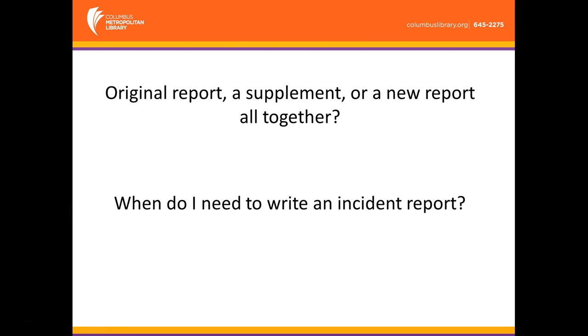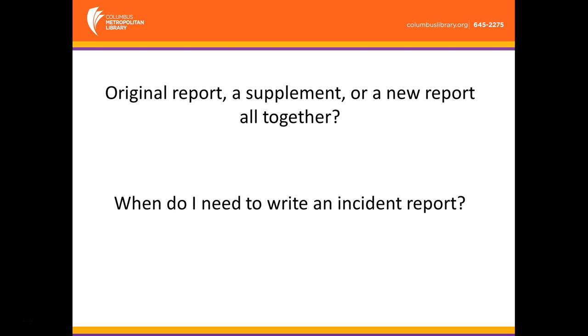So two questions that we often get in security administration are: is it an original report, a supplement, or a new report altogether? What we want to keep in mind here is we want to document every incident that occurs individually. If there are multiple code of conduct infractions in one incident, that can go in a single incident report, and that report should be coded as the highest level of violation within the entire incident. If it's a separate incident, separate day, separate people, that needs to be a new incident report altogether.